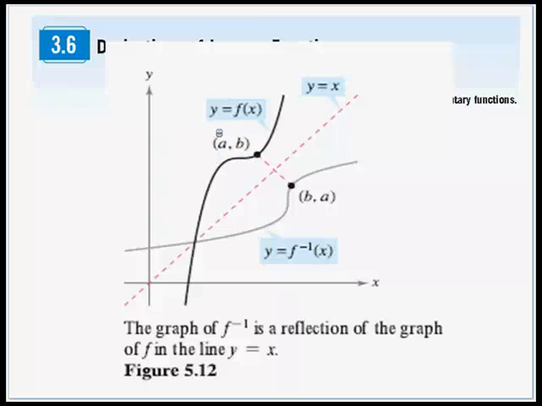And you see that every point on the original function, a comma b, if we reflect that across this red dotted line, y equals x, we flip the point around. Here on the original function, it's a comma b. Here on the inverse function, it's b comma a. Because, remember, a is the input of the function, b is the output. The inverse function reverses the process. So now b is the input and a is the output.